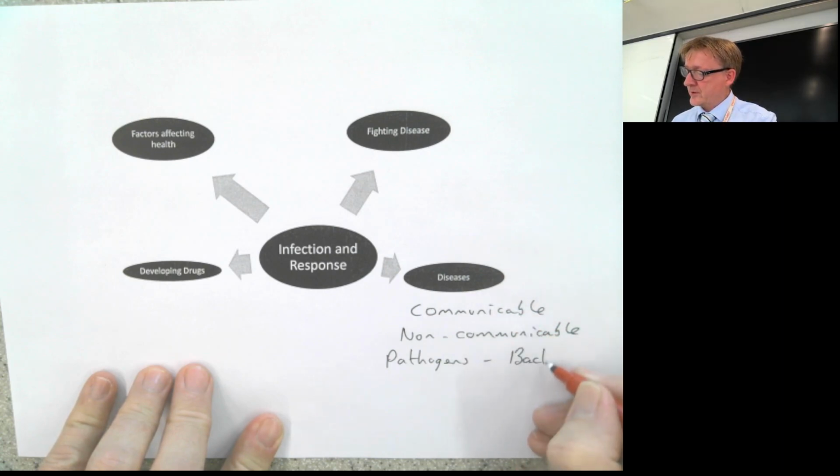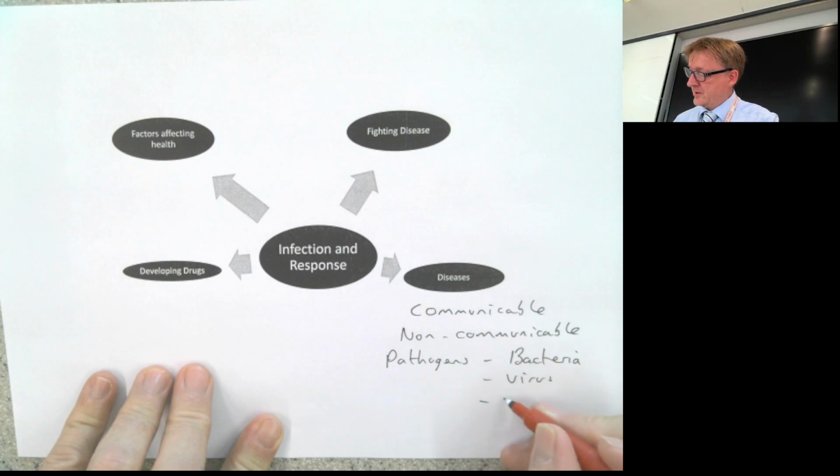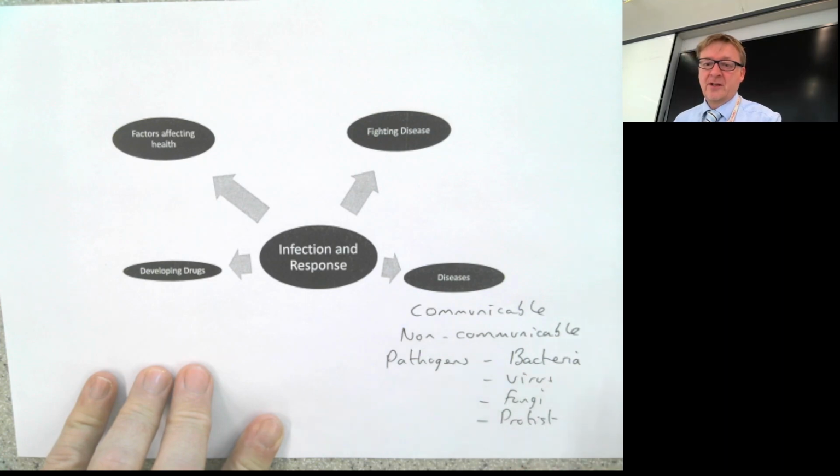We've got bacteria. We've got virus. We've got fungi. And we've got protist. You need to know examples of each one, sometimes in a plant and in an animal, and you need to know the symptoms of a particular one. So, for example, measles, salmonella, HIV, rose black spot comes in there as well.